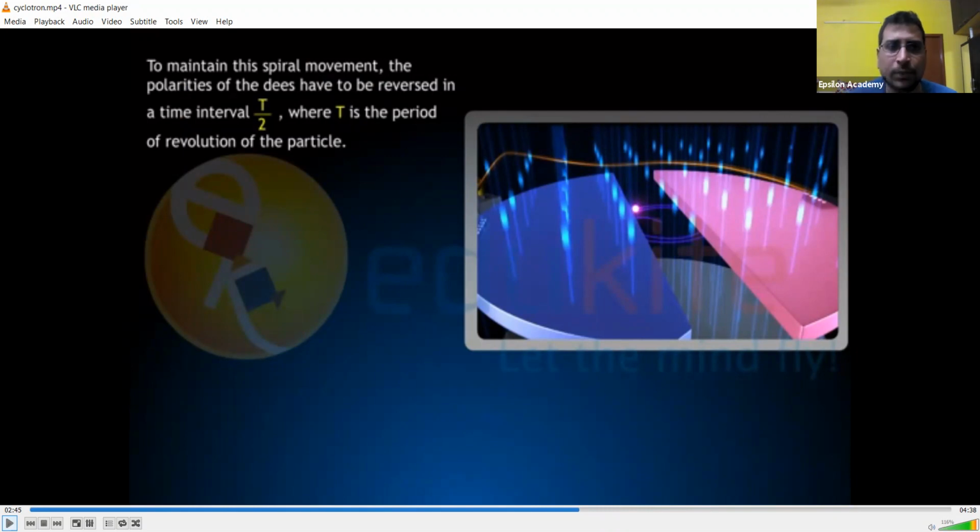Okay, it is very simple. To maintain this kind of a spiral movement, please make a note. The polarities of the Ds have to be reversed in a time interval of T by 2, where capital T is the period of revolution of the particle. Means, if the particle takes time T to complete one full revolution, by the time it is able to complete half a revolution itself, the polarity should be changed so that this result can be acquired. Okay, write it down.